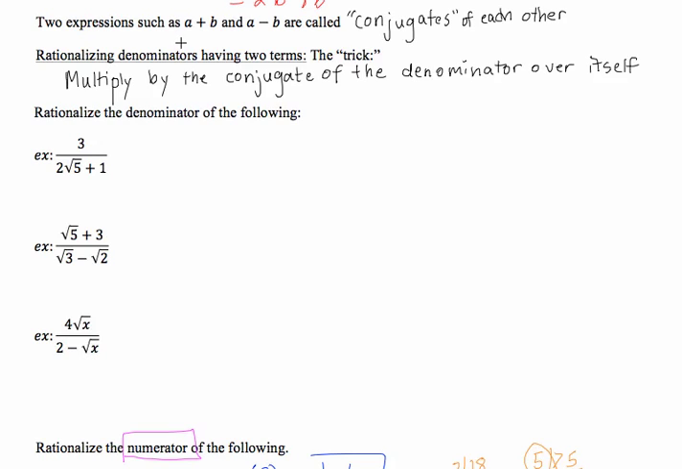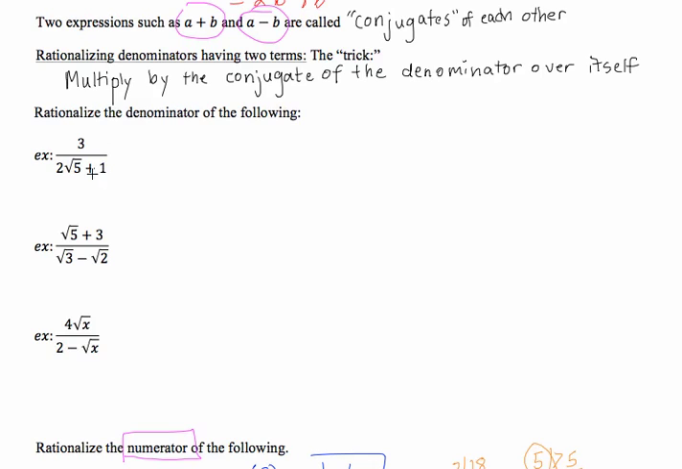Okay, if you have an expression like that, the trick is going to be right here to multiply by the conjugate of the denominator over itself. What's the conjugate? Conjugates look like this. A plus b and a minus b are called conjugates of each other. It's just where you change the sign in between the two terms. You don't change the sign within the radical, you change the sign between the two completely separate terms, from a plus to a minus or vice versa.